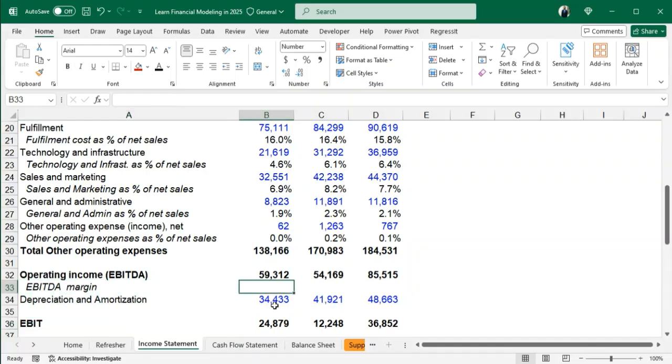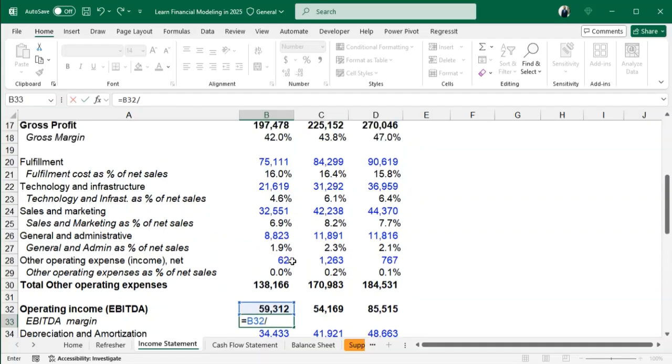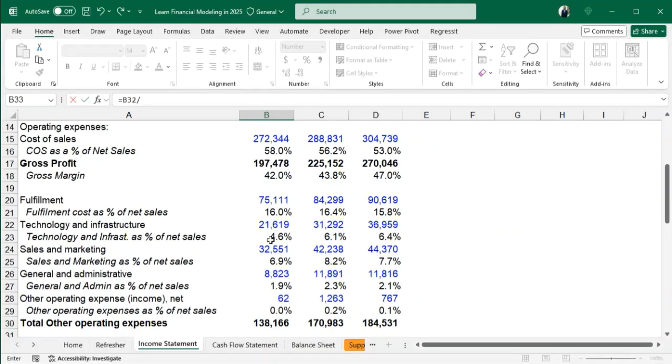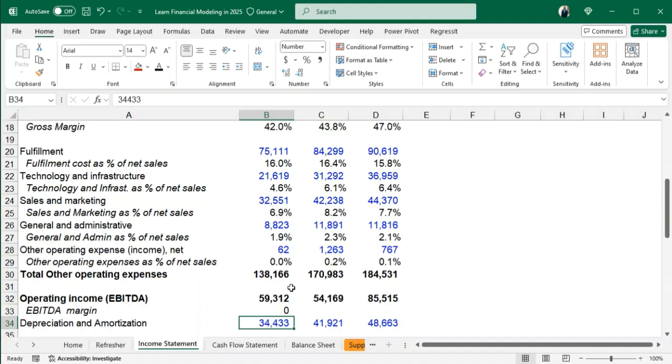Alright, so let's calculate our EBITDA margin. That is going to be our EBITDA, or the operating income, divided by our total net sales. Alright, so that is what we have there. We can change that to percentage with 1 decimal place and also copy it to the right using Control R. So that is our EBITDA margin.